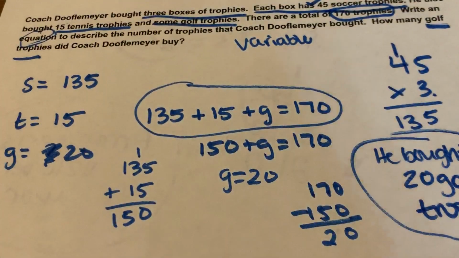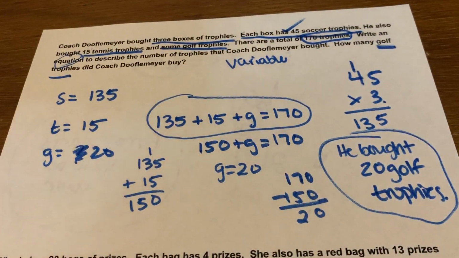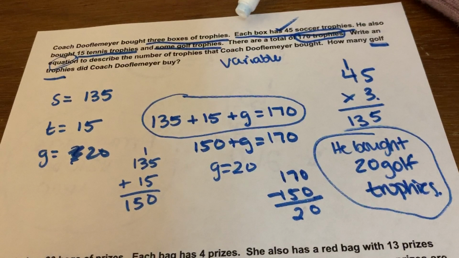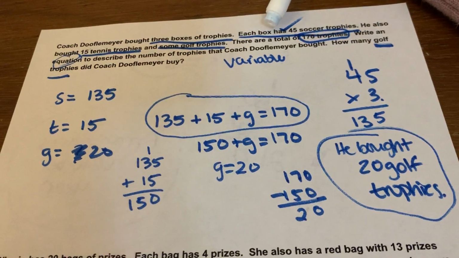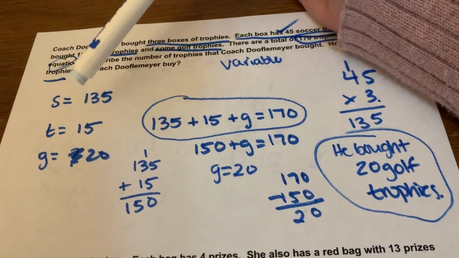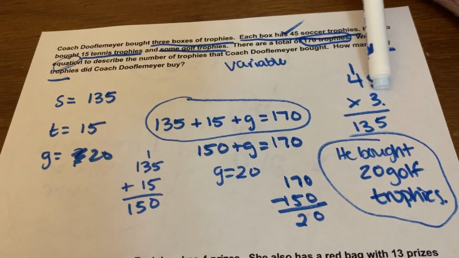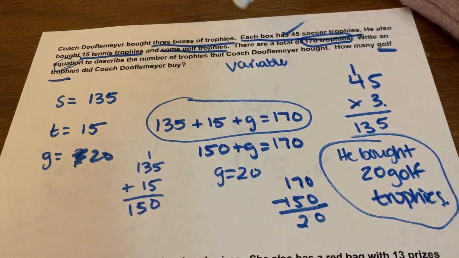All right, I'm going to run through what I did again really quick. So he had 3 boxes of trophies, and I knew that each of those boxes had 45 soccer trophies. So what I did was I went ahead and found out how many soccer trophies I had in total. I did that by multiplying 45 times 3, and I got 135.